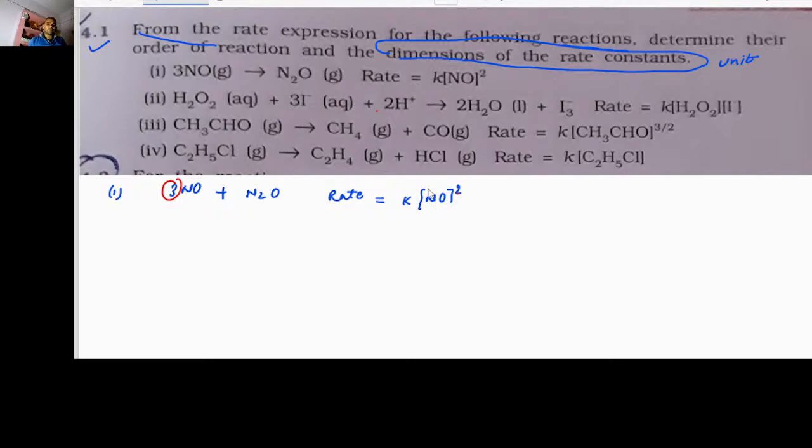Order is experimental. Order is the sum of the powers of concentration. In the concentration term, the power here is 2. So if someone asks for the order, you can say it is a second order reaction.